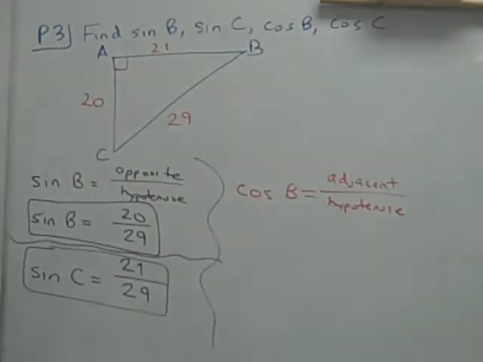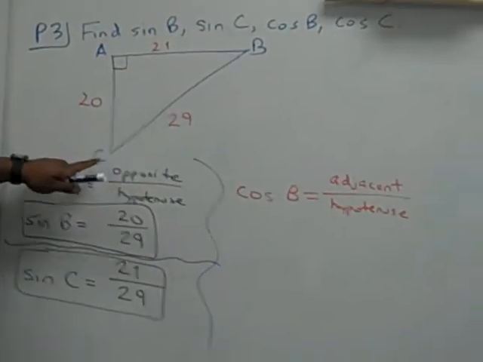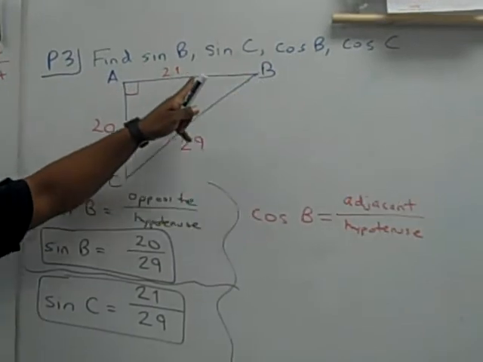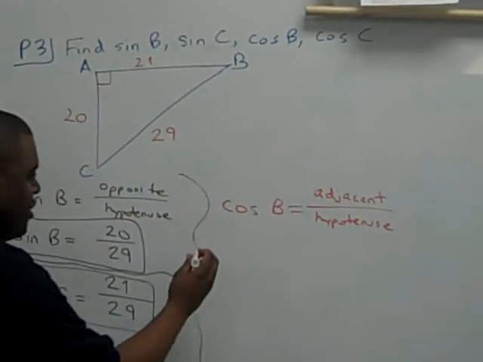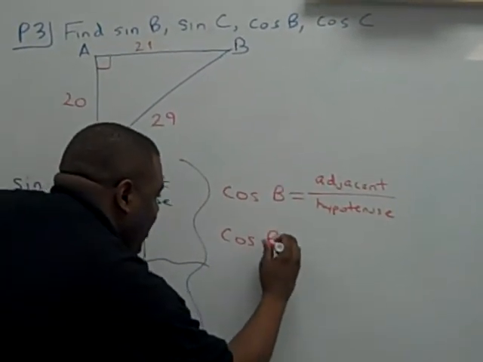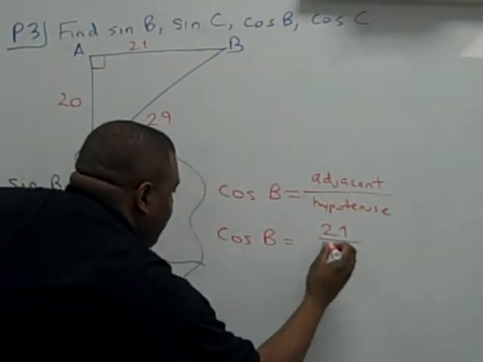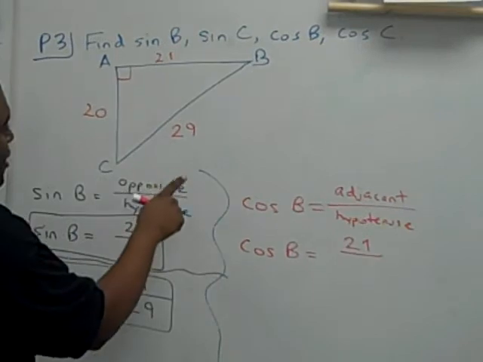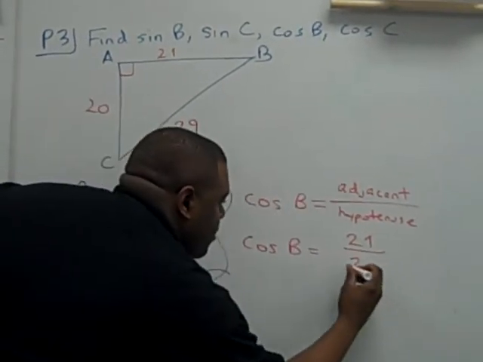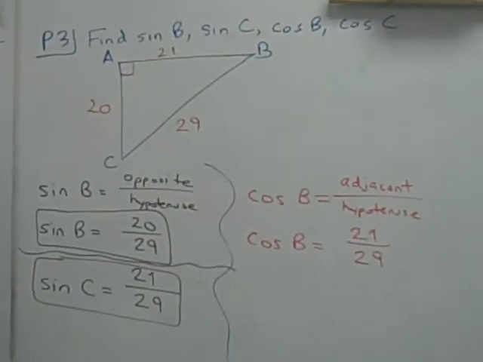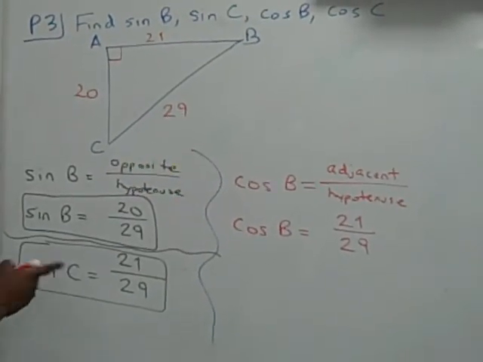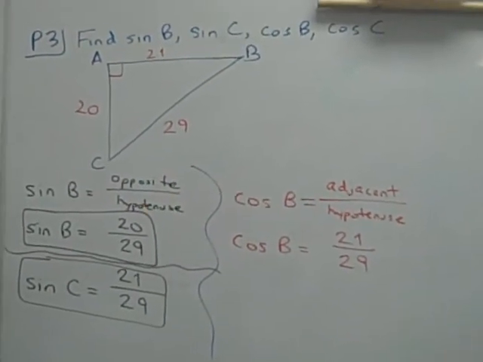Okay? So I'm going to go to angle B and go to its adjacent side, which is 21. So we're going to start off with 21 over the hypotenuse, which is 29. Okay? So the cosine of angle B is 21 over 29, because we already know it's not going to be reduced, because we had it for sine C.